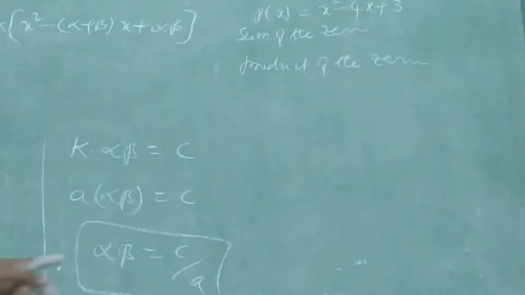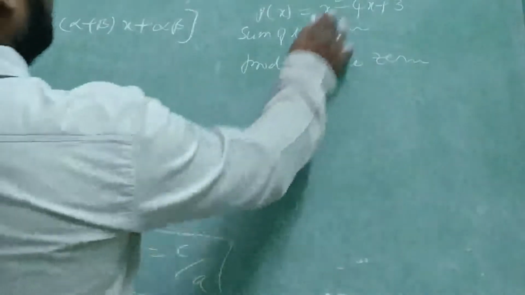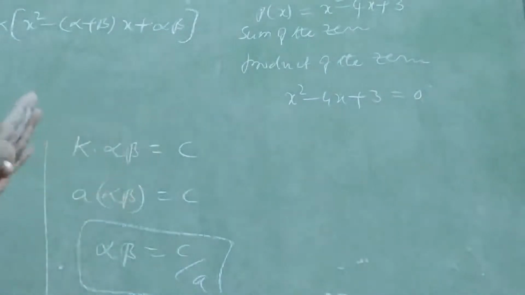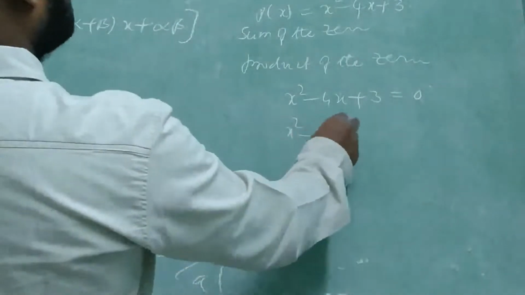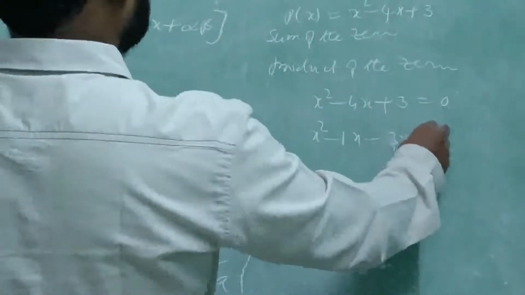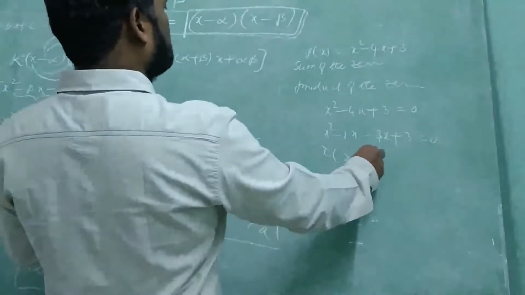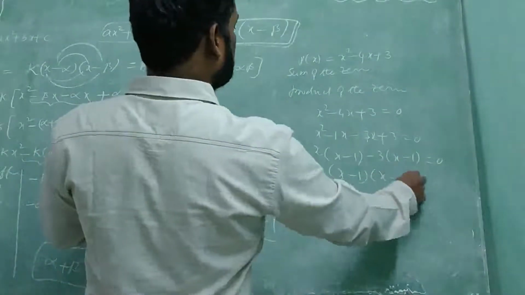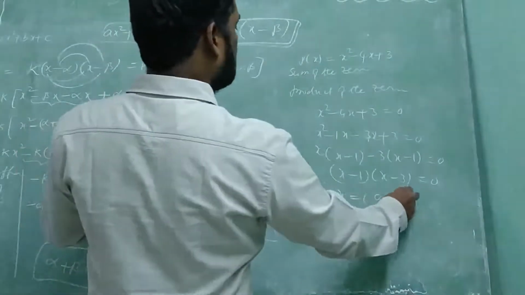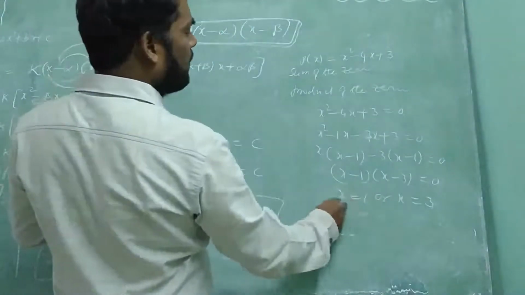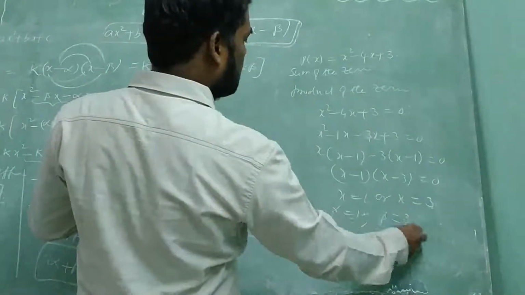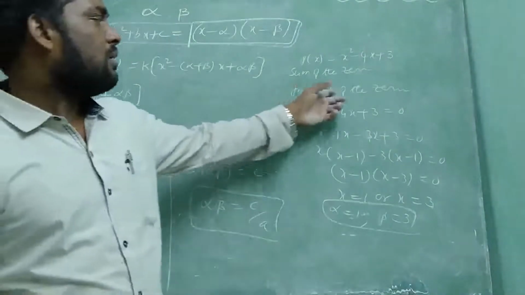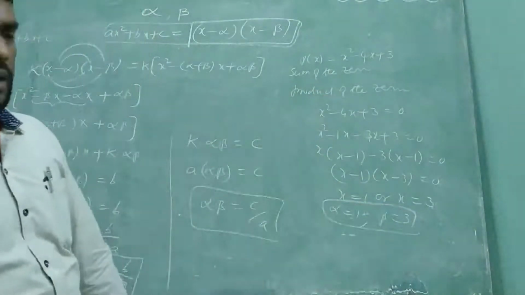Before learning this concept, the student will do like this. They equate to 0 and first they find the zeros of this polynomial by using factorization. x square minus 1x minus 3x plus 3 is equal to 0. x into x minus 1 minus 3 into x minus 1 is equal to 0. So x minus 1 into x minus 3 is equal to 0. x is equal to 1 or x is equal to 3. So first zero alpha is equal to 1 and second zero beta is equal to 3. So sum of the zeros means 1 plus 3, that is equal to 4, and the product of the zeros 1 into 3, that is equal to 3.